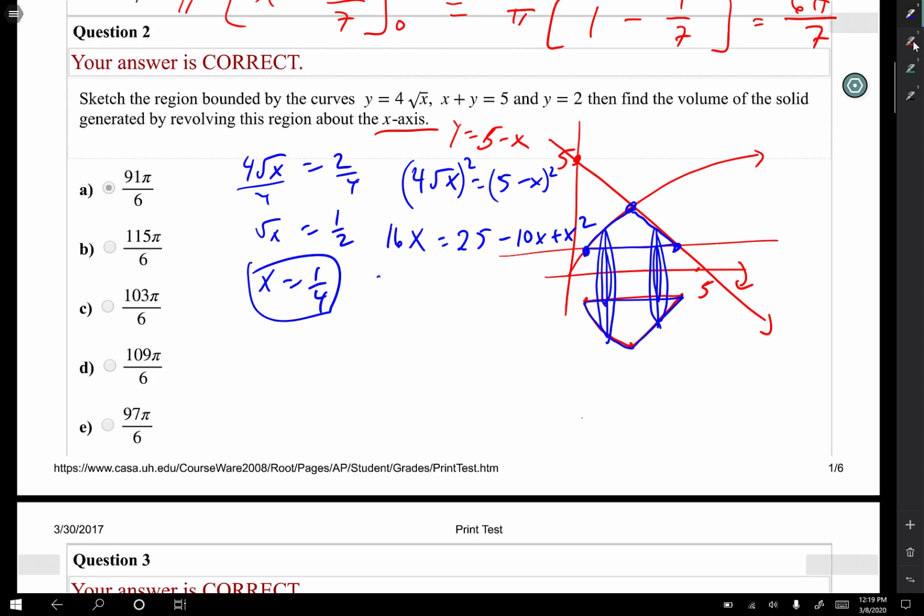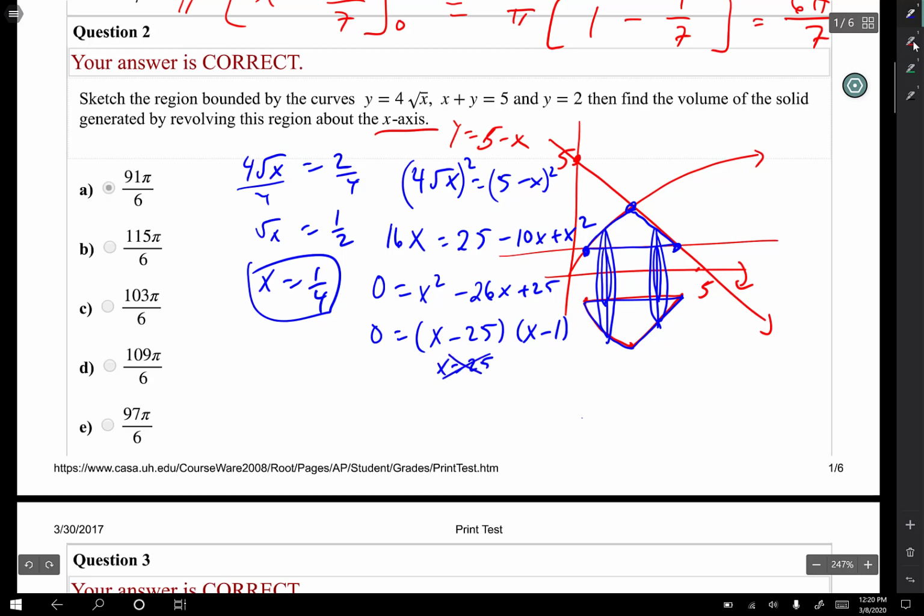Subtract that 16x. So I'm going to write the x squared first. 0 equals x squared minus 16x and 10x, that's minus 26x plus 25. That is factorable. Let's see. X minus 25, x minus 1. So it's obvious that it's either 25, it can't be that, or 1. So that has to be x equals 1.